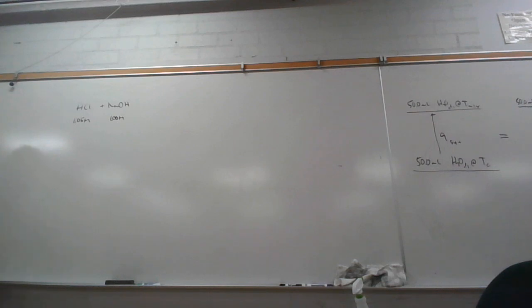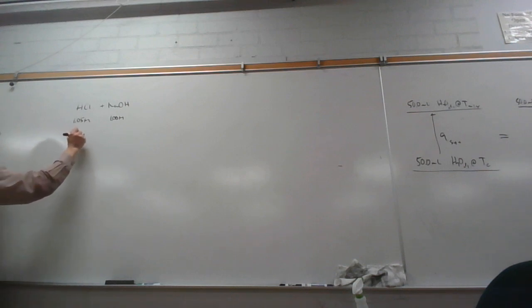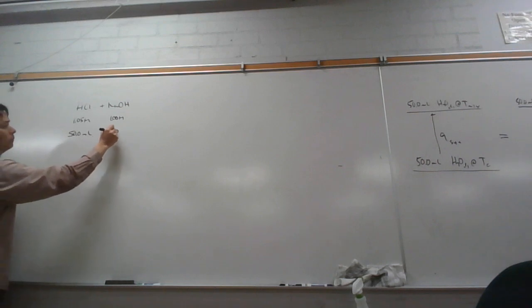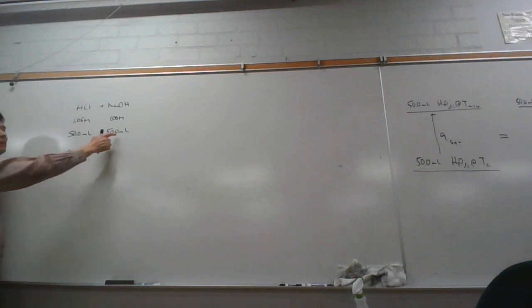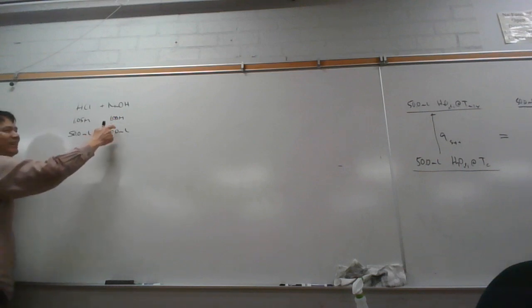And how many milliliters of each did you use? Right, 50 and 50. Can you tell which one's the limiting reagent? Smallest molarity. Yeah, sodium hydroxide. It's going to be the limiting reagent. When we do milliliters times molarity, we have millimoles. So this is 50 millimoles.